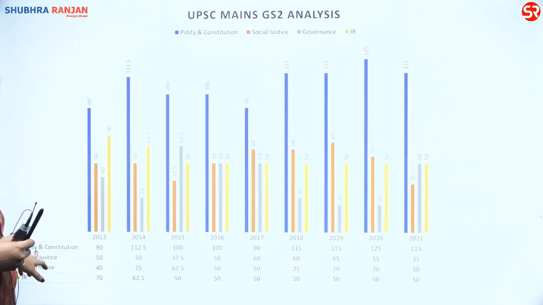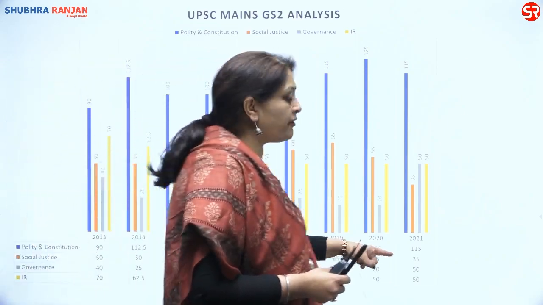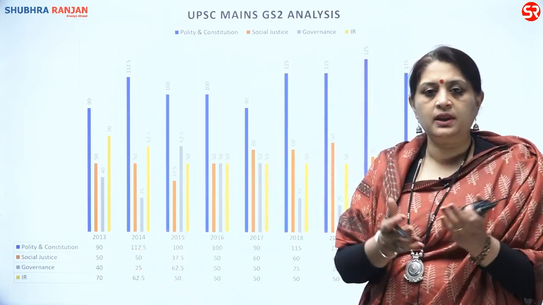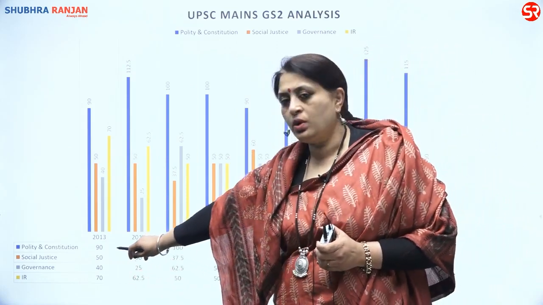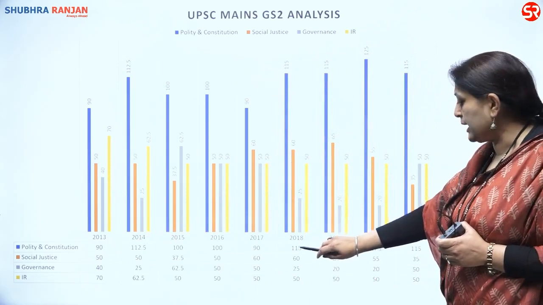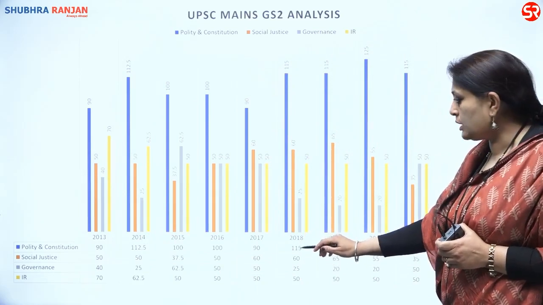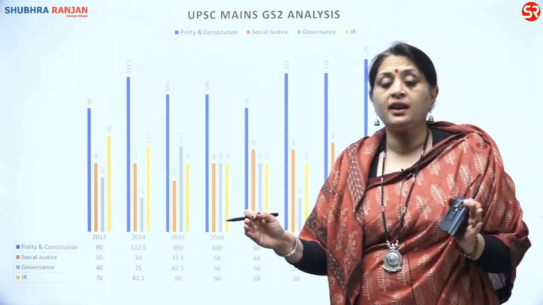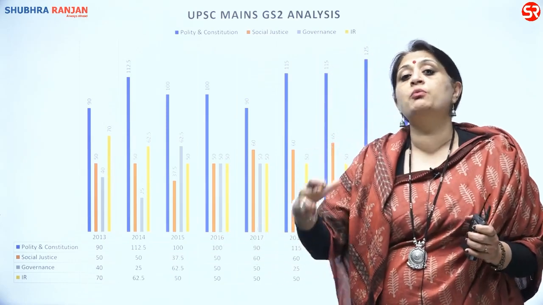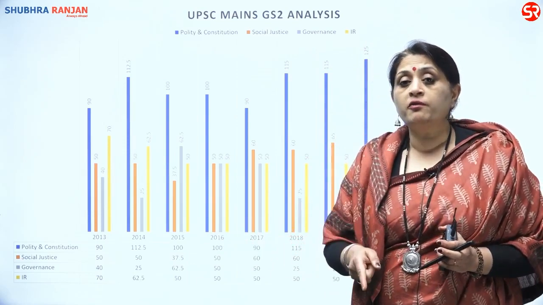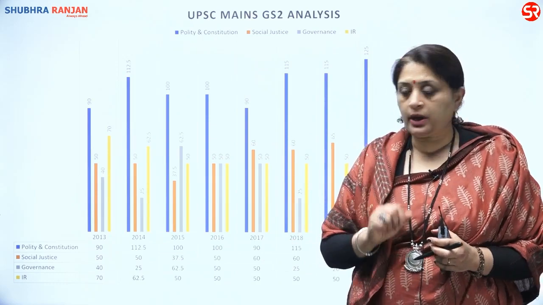What we have seen is that polity questions carry 115 marks. In 2013, when the syllabus changed for the first time, the weightage was less, 90. But after that, especially from 2018, the marks allocated to polity and the constitution are around 115. So this is the area where you have to put the maximum focus, also because this is the major area from where the questions will be asked in prelims.